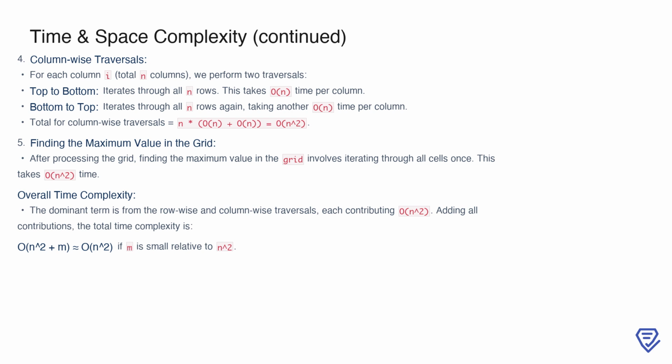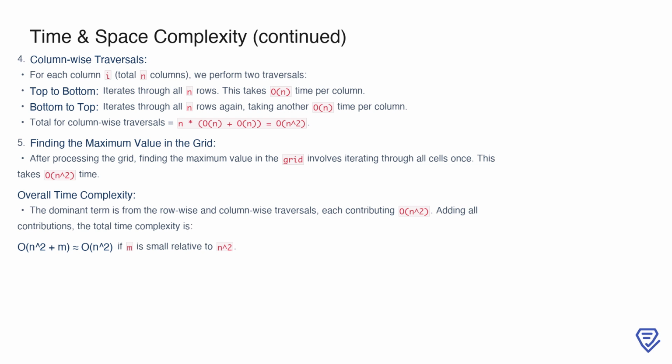Column-wise traversals are similar to the row-wise ones, but instead of rows, we process each column. For every column, we traverse from top to bottom and then from bottom to top, iterating through all n rows in each direction. This takes n time per pass, or 2n per column. With n columns, the total time for column-wise traversals is also n squared.